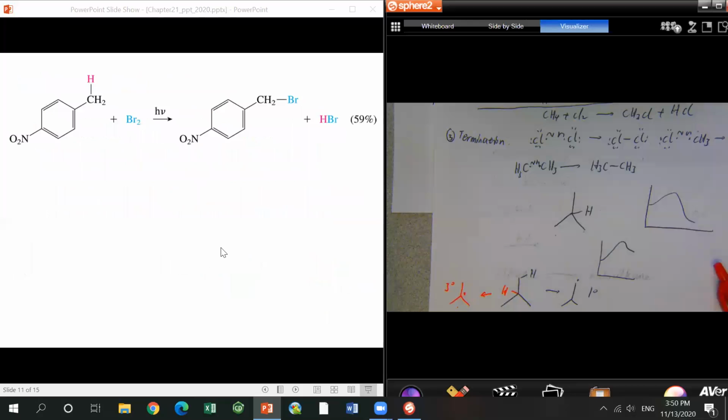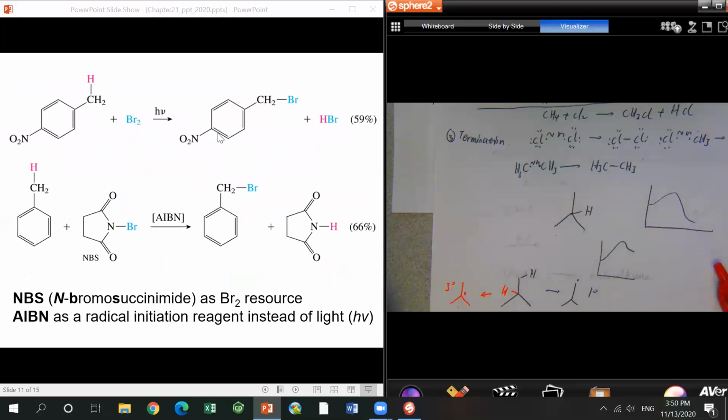I also show you another example here. We have nitrotoluene, and if you cleave off these protons, you generate what we call the benzylic radical. The benzylic radical is pretty stable, so it's easy to substitute that proton with Br. This one we will probably do next class.